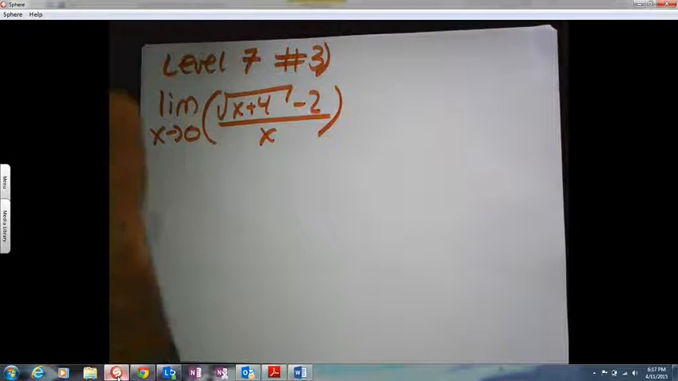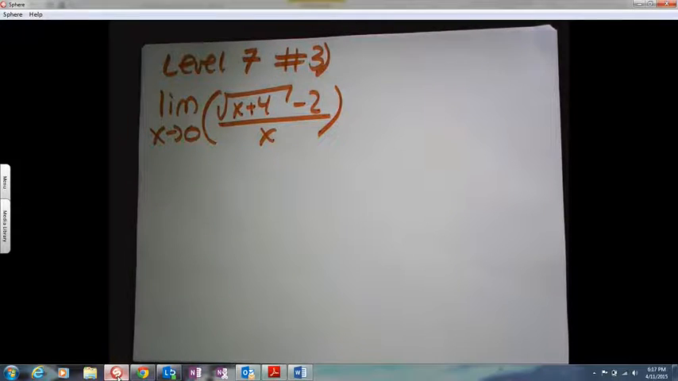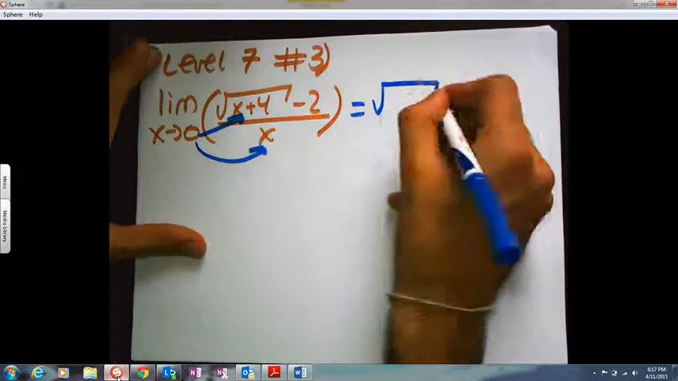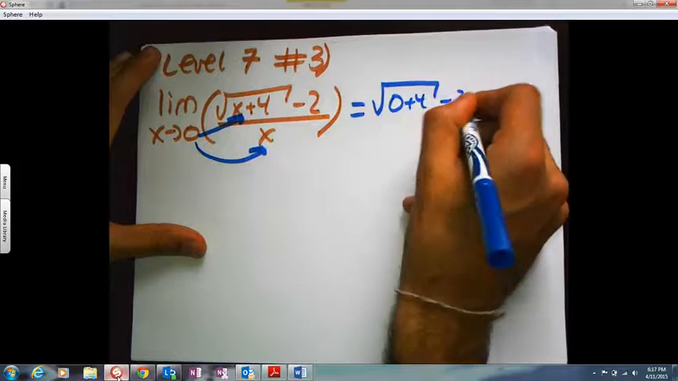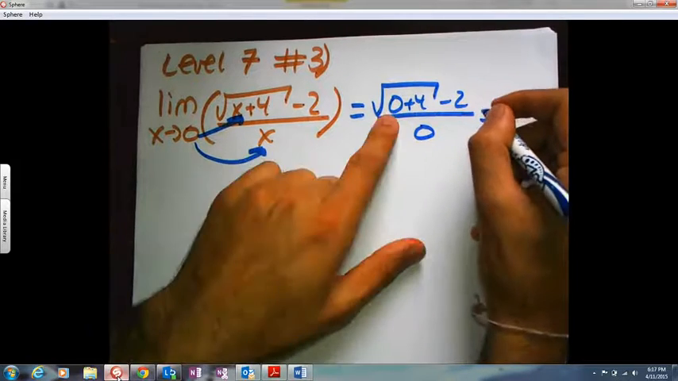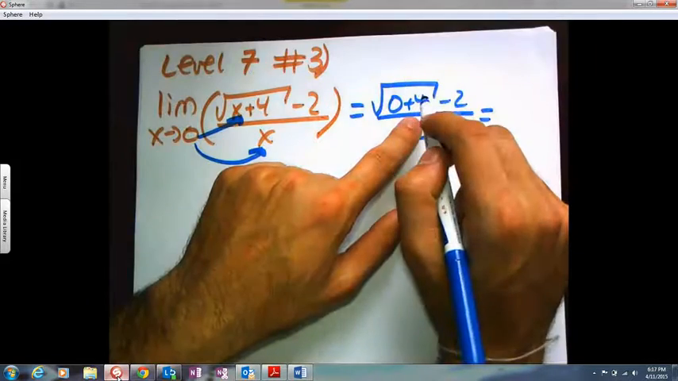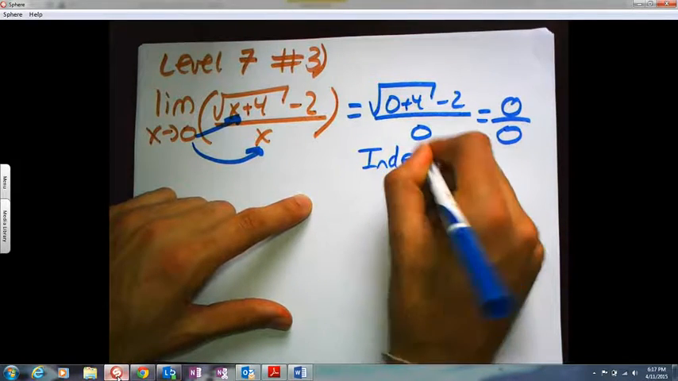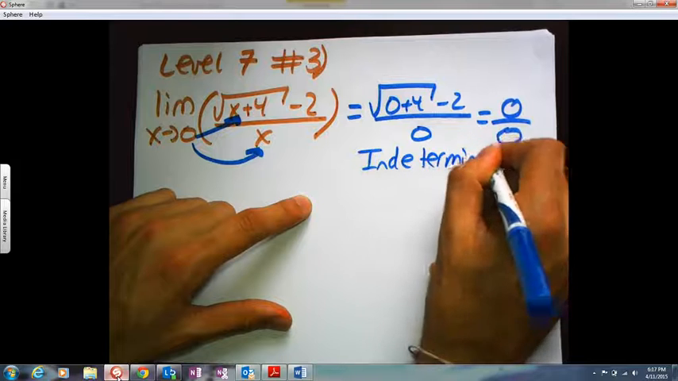So step 1 always is plug in. So I'm going to get square root of 0 plus 4 minus 2 all over 0. 0 plus 4 is 4. Square root of 4 is 2. 2 minus 2 is 0 divided by 0. So, indeterminate form.